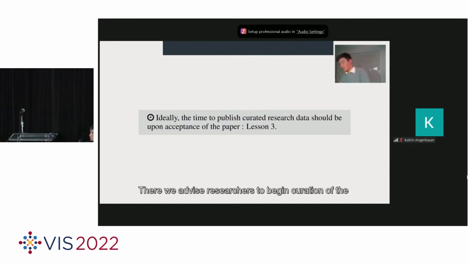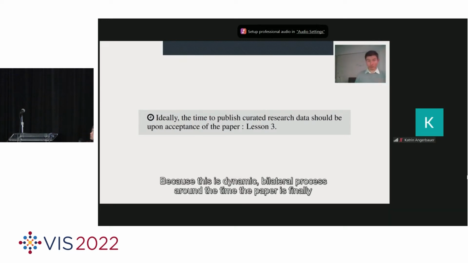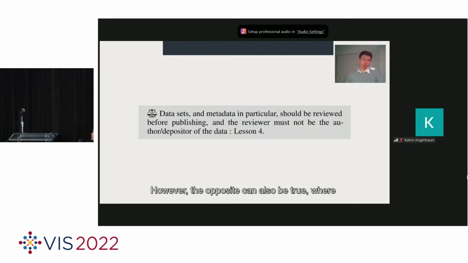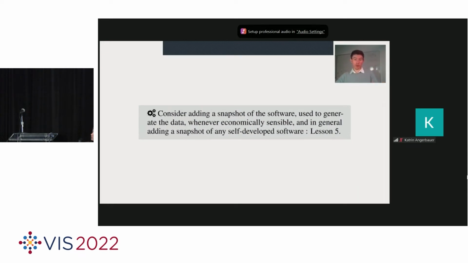There we advise researchers to begin curation of the data and preparation for that as the data emerges, and then to begin the publication process, because this is a dynamic bilateral process, rather than waiting until around the time the paper is finally accepted. And this is because with time, the ability to provide a detailed annotation, which directly affects research repeatability, degrades. However, the opposite can also be true, where too much detail can also hurt understanding. And this is why these reviews are so important, not only for understanding, but overall for ensuring data quality.